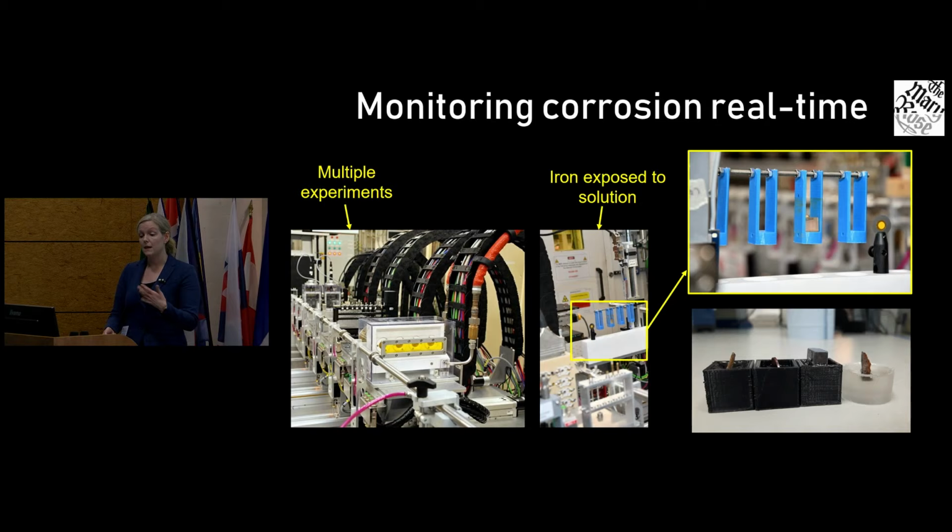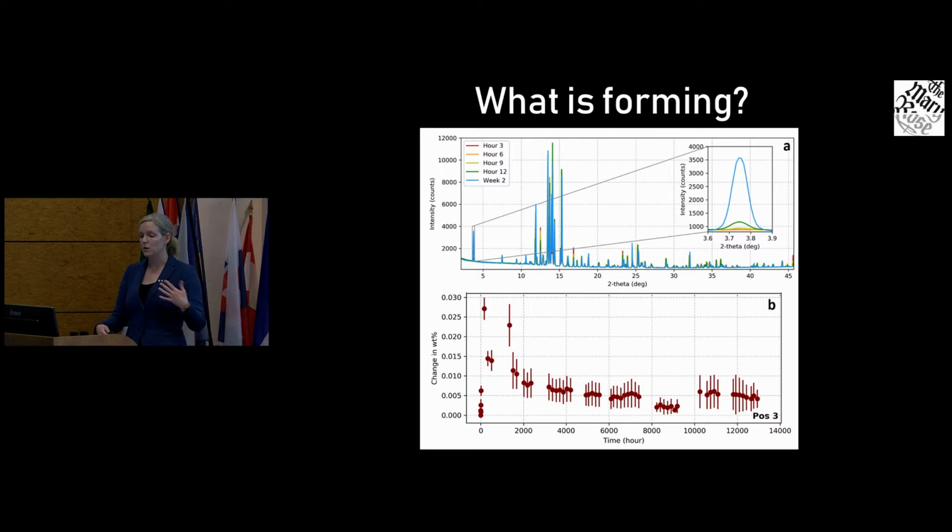All of this data is being looked at now, but just to give you an idea of the kind of thing we can get from this, this is the freshly excavated iron, and the peak that's highlighted there is this very damaging product, akaganeite. You can see over the hours, as it's exposed to this solution, how that starts to form. We can then do refinements on this data and look at the weight percentage of the different phases. You can see over time that you've got quite a lot of akaganeite, and then that does tail off. It transforms into something else over time.